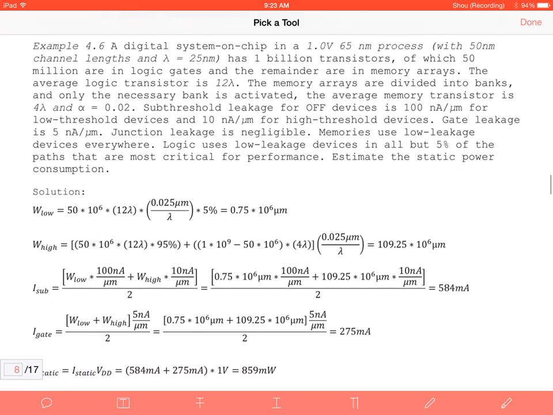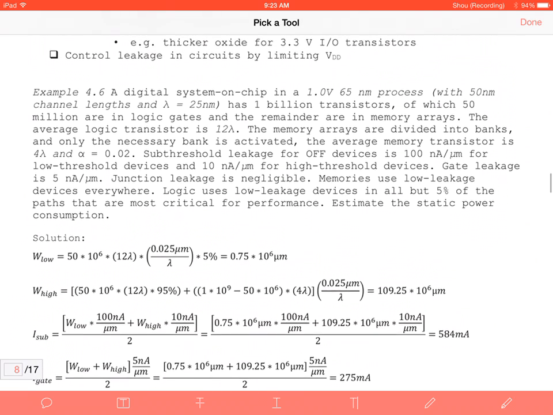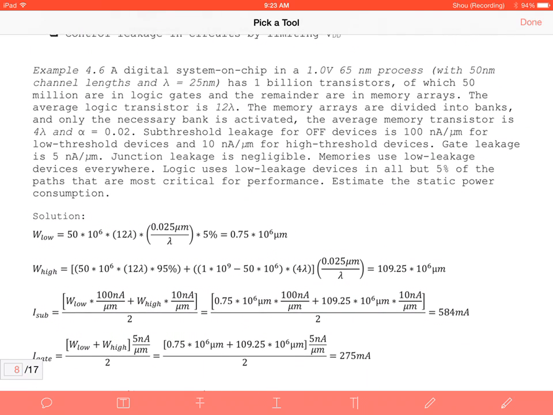All right, so this is this problem here. We're going to be combining concepts. A lot of the same numbers from the previous problem, but we're going to be combining subthreshold leakage and trying to figure out the static power consumption from that. So the problem reads, a digital system on chip in a 1.0 volt, 65 nanometer process.